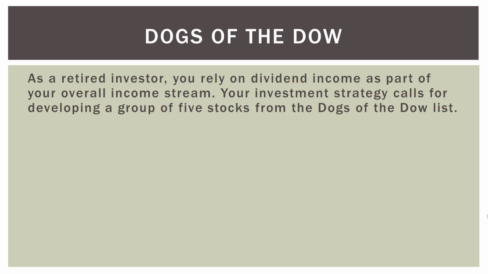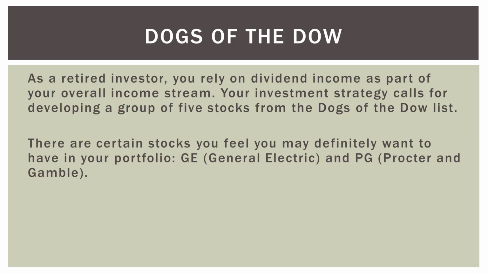But you're a retired investor and you take the dividend as income. So your investment strategy calls for developing a group of 5 stocks from the Dogs of the Dow list. So you're going to develop a portfolio of 5 stocks from this list. Now there are certain stocks you feel you may definitely want to have in this 5 stock portfolio.